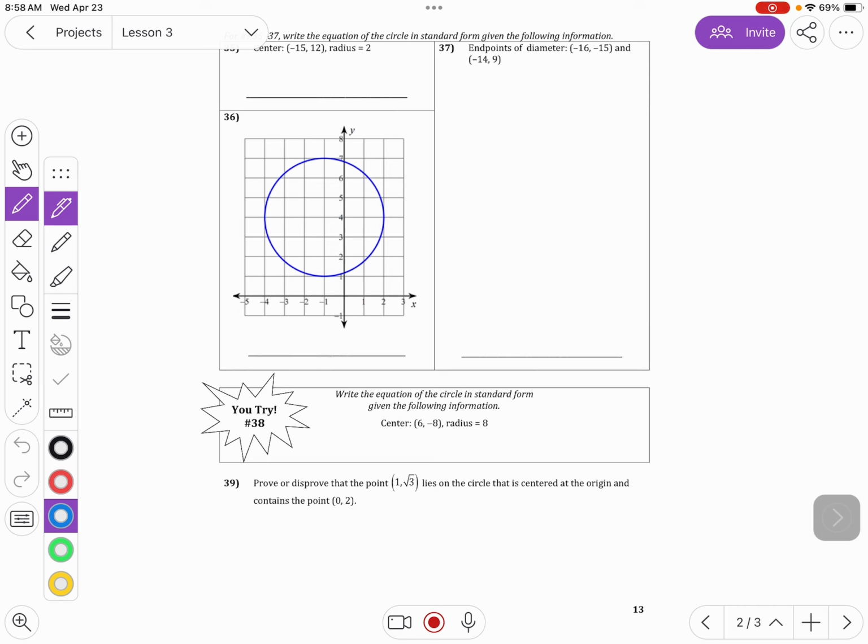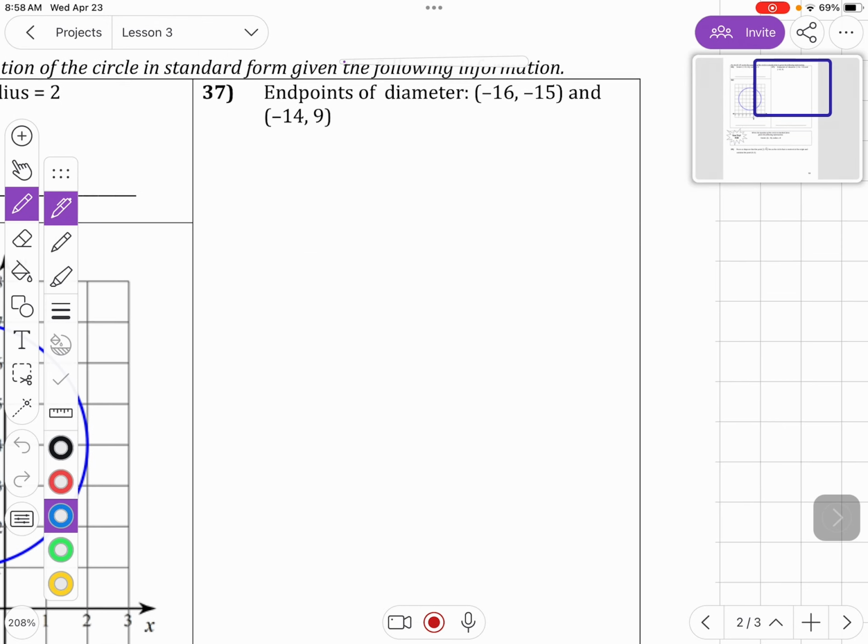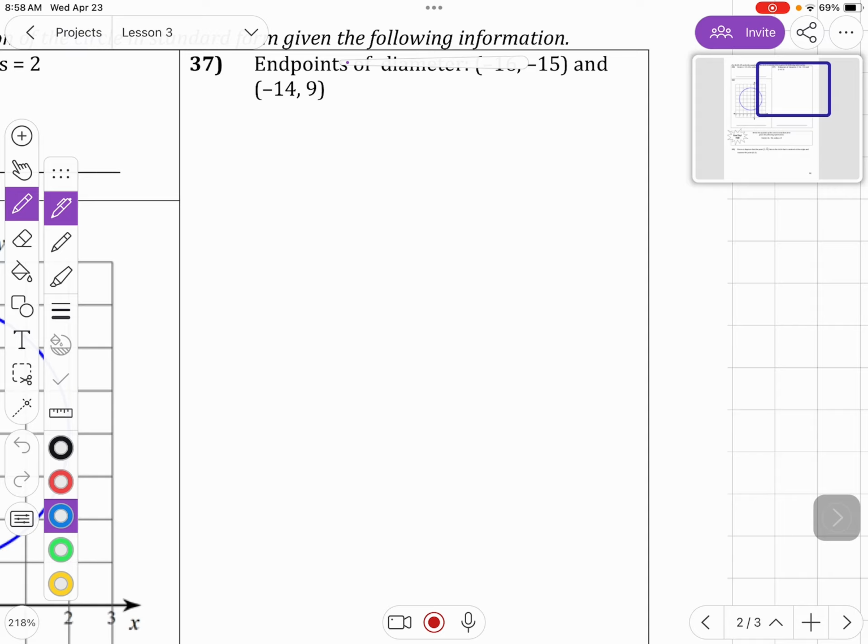All right, now that you've had an opportunity to try that one on your own, let's move on a little bit to one that is going to require a little bit more math. The focus of your EOC is actually coordinate geometry. It's one of the biggest components of your test.